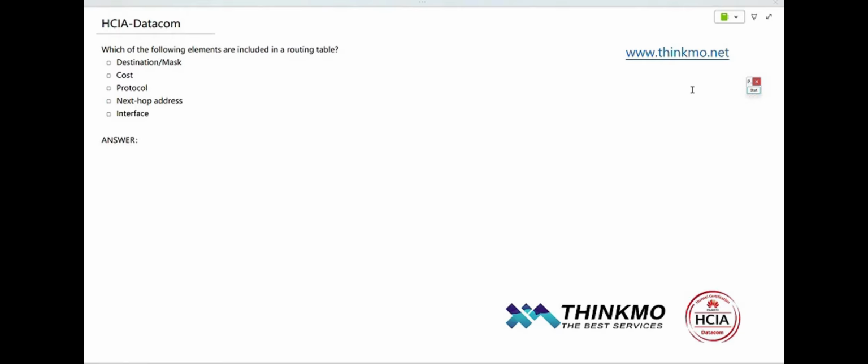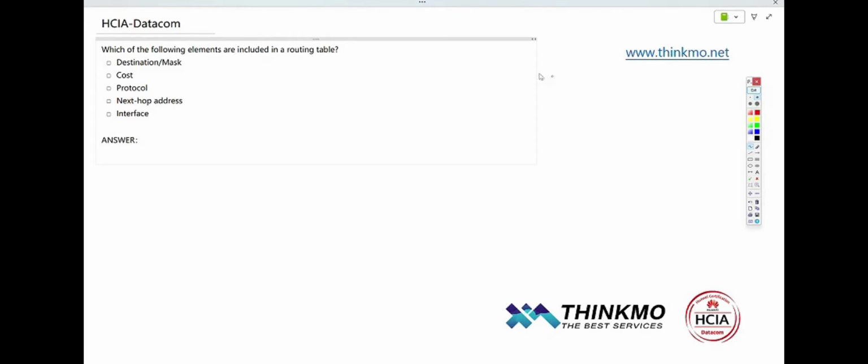Here, it is asking us which elements are included in the routing table. First of all, the routing table is actually used to help our routing devices forward packets. So it will include our destination address and the subnet mask, as well as the cost value for forwarding in the future, and which protocol it was learned from, what is the next hop address, and what is our outgoing interface. So here, actually, we need to select all of these options as they all appear in our table. Therefore, the answer to this question is options A, B, C, D, and E.